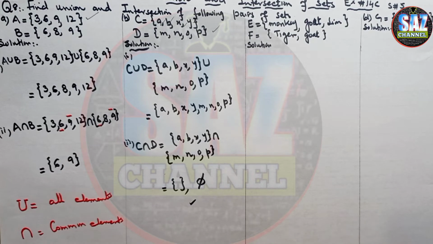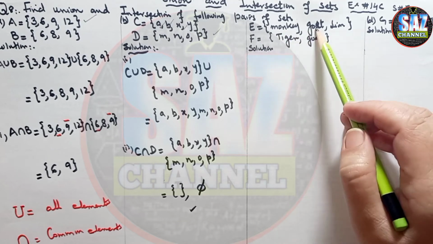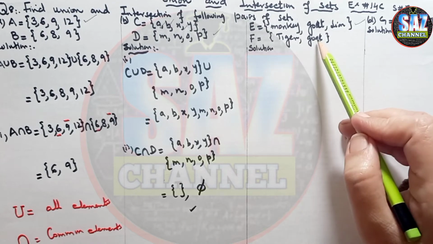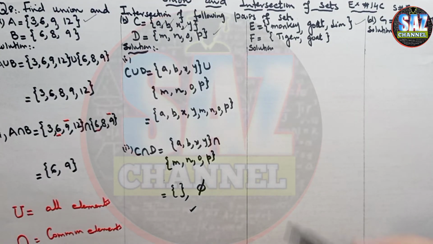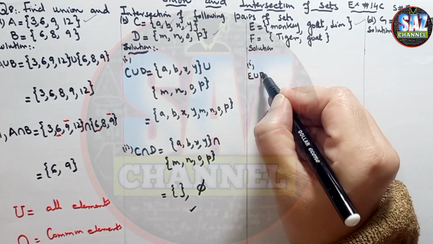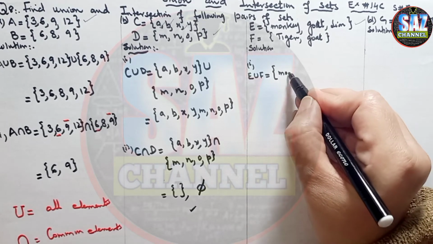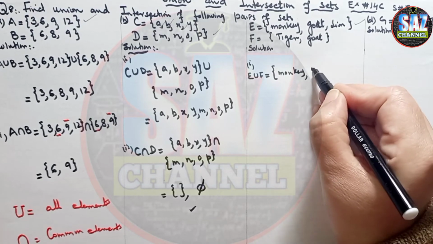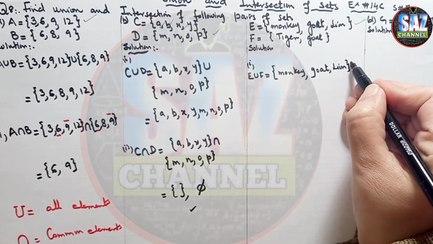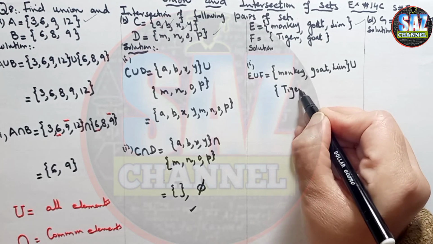Coming to the next part, we have two sets. Set E has the elements monkey, goat and lion. They are different animals. And set F has the elements tiger and goat. Now moving to the union, E union F will be equal to: first I have to write the elements of set E, that is monkey, goat, lion, and then I put the symbol of union, and then I write set F, tiger and goat.